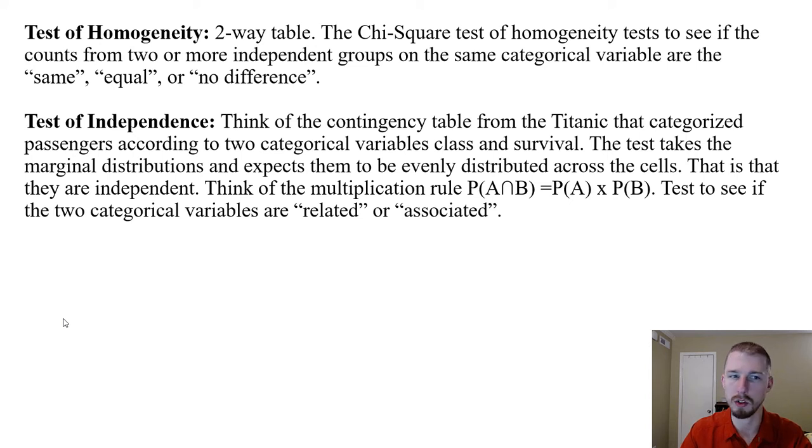You could always just call it, in the AP test, just the chi-squared test and leave out the part of it being a test for homogeneity or a test for independence. So you can probably get away with that anyway.